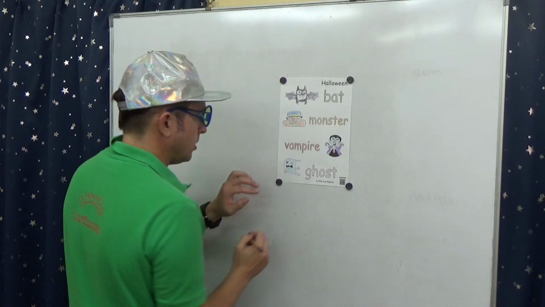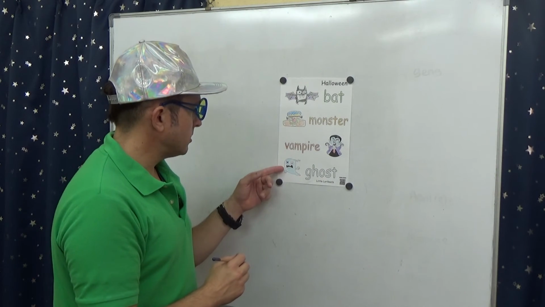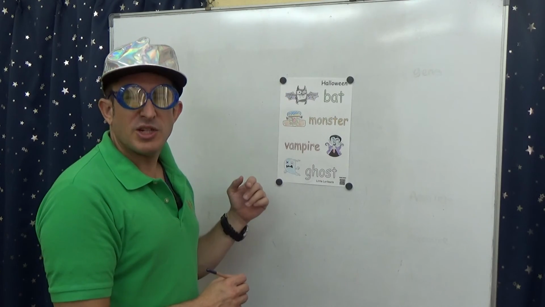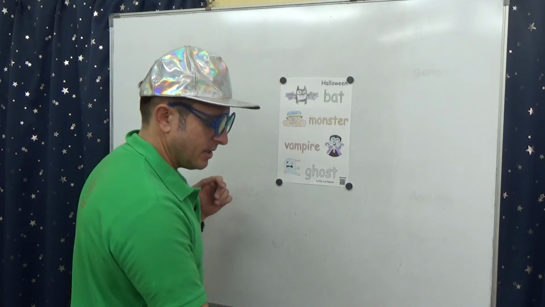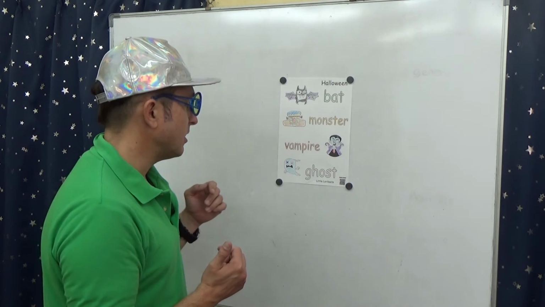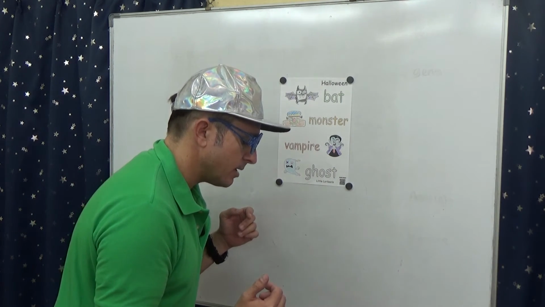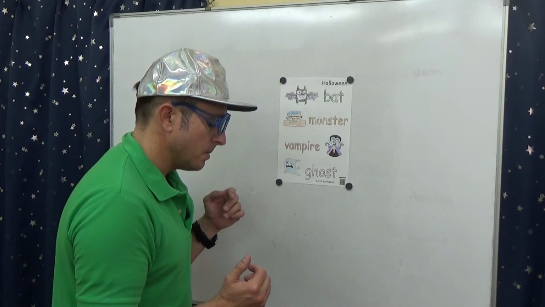Okay, good. So we've now done the ghost, we've done the vampire, we've done the monster, and we've done the bat. I should have asked Pam if she could tell me what these were. I might give her the mic afterwards so she can go through it. Let's have a look. Before we do that, let's color in the ghost word. What shall we do?